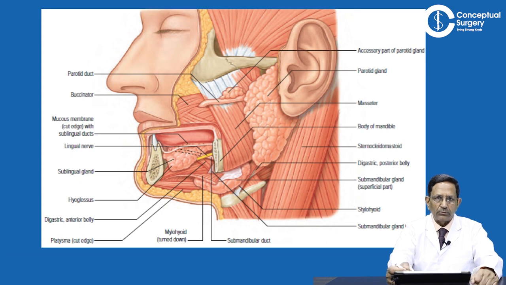Sometimes there is an accessory lobe. You can see this is the parotid duct, and this is the masseter muscle, and this is the whole of the parotid gland. This is the sternocleidomastoid, and inferiorly it is in relation to the digastric muscle. So this is the parotid gland, and salivary secretion is through the Stenson duct opposite the second upper molar, as I have already said.